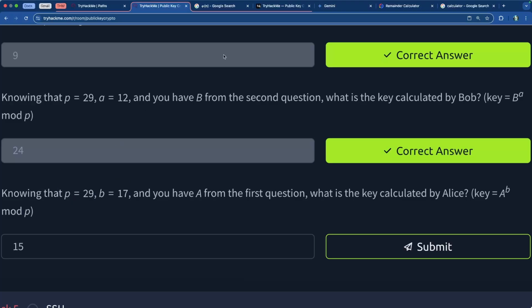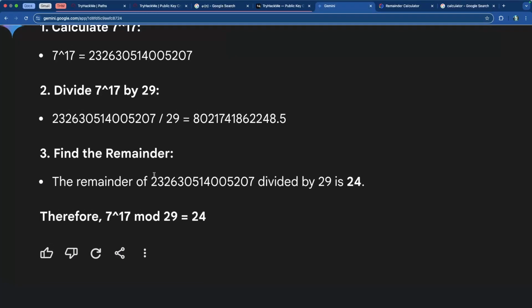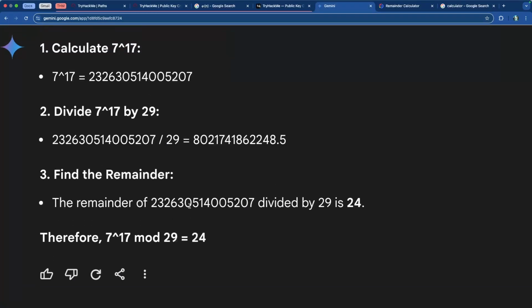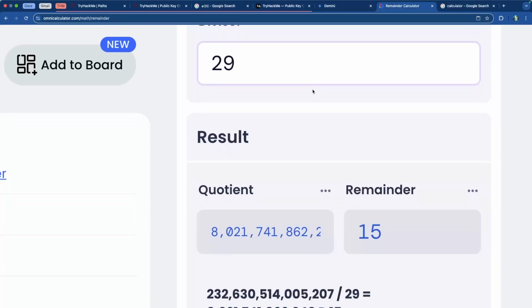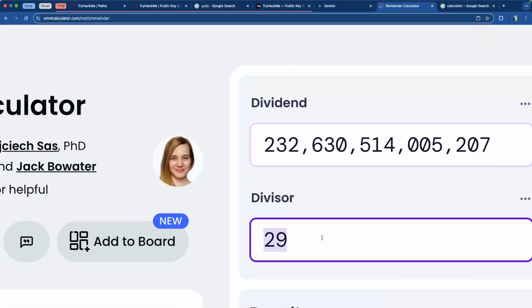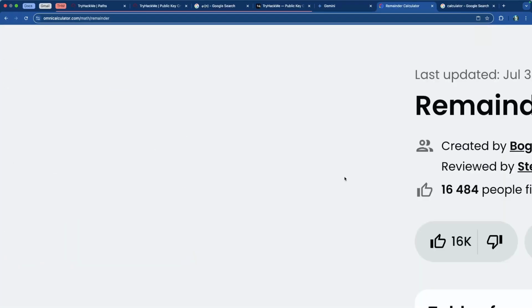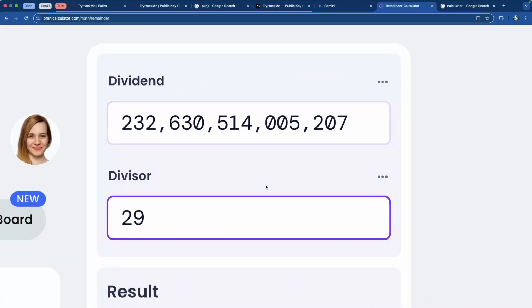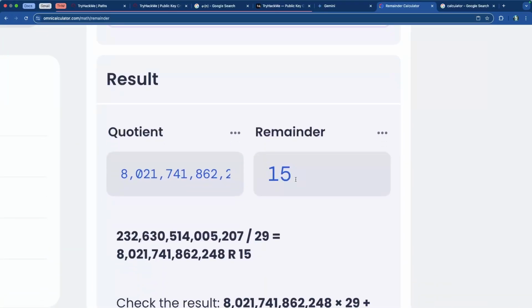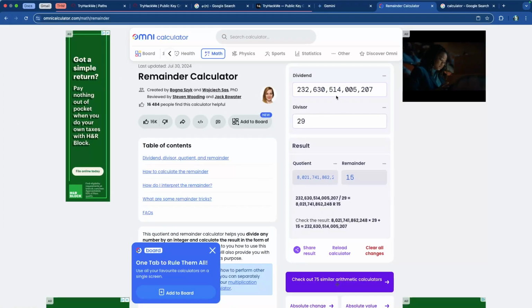So getting the remainder. We'll ask Gemini to do the calculation for us. Okay, so it actually is 24, which means that this calculator is not reliable. So maybe I need to do 29 one more time, and let's see if it'll update the numbers. And it still gave me 15. So this calculator is wrong right here.